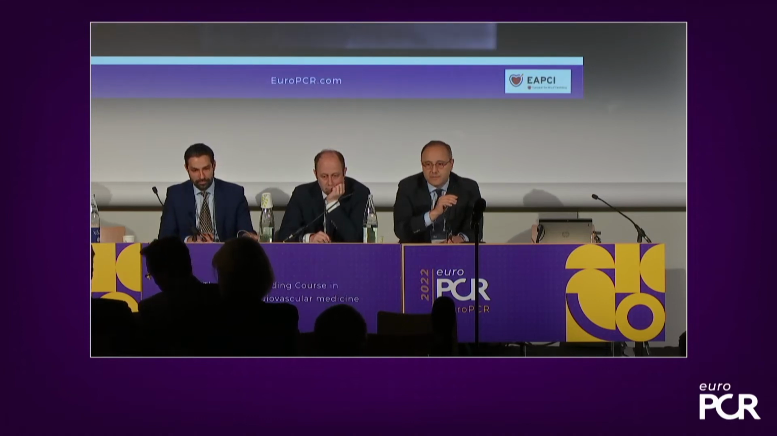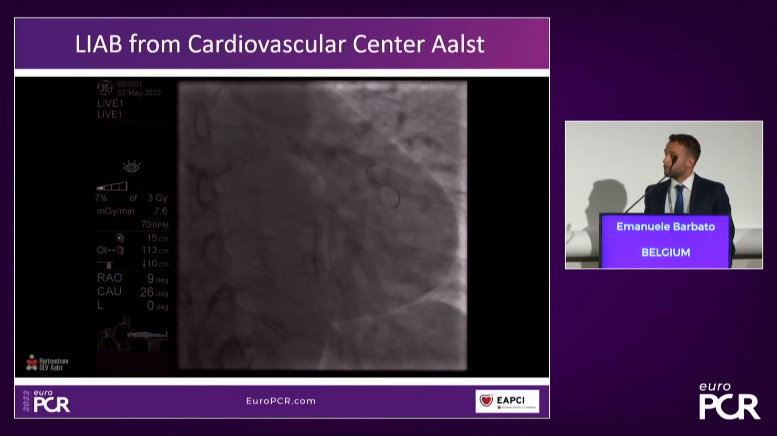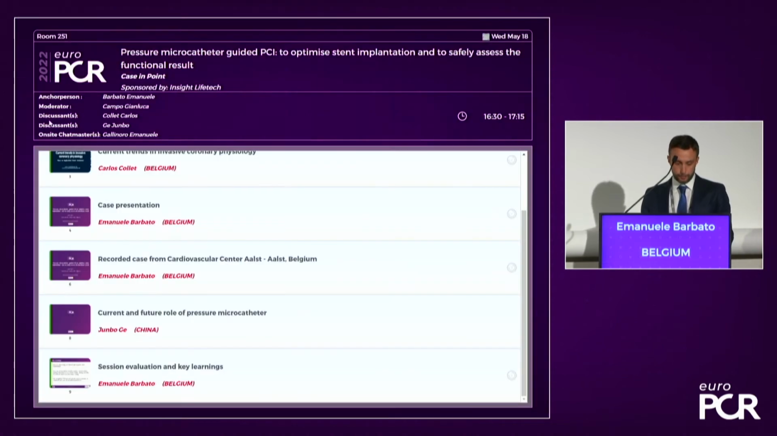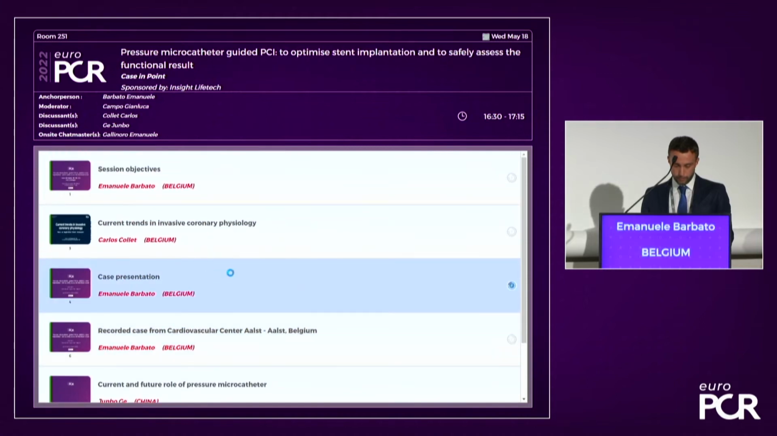And Emanuele, if you can launch the first part. Okay, so we now shifted. I think it's just the swap, where you took the second part. Yeah. Go back. Case presentation. Yeah, that one above. Case presentation. Yeah. Thank you.